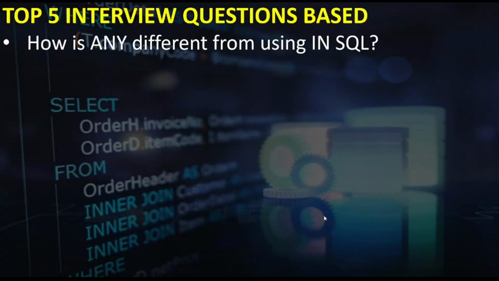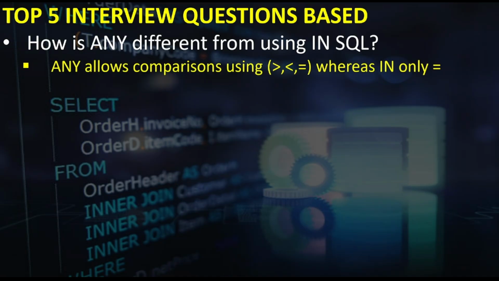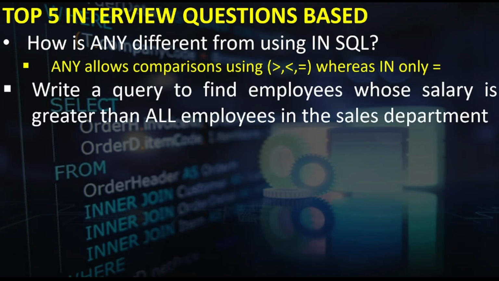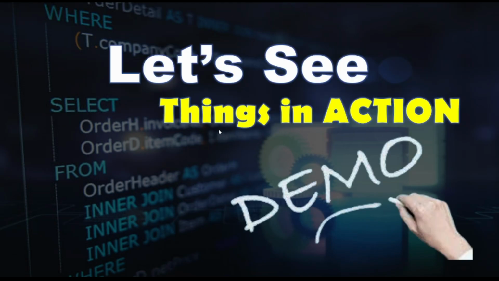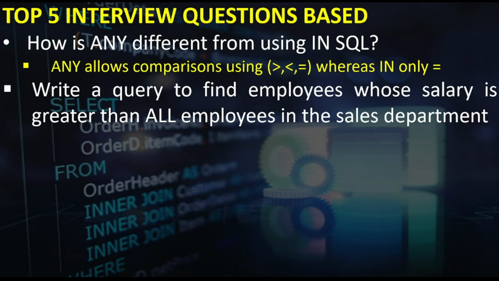How is any different from using in SQL? With in, we can only use the equals to operator, but with any, we can use greater than, less than, equal to, and so on. This is the basic difference. The last question: write a query to find employees whose salary is greater than all employees in the sales department. We have already seen that in our example using all.